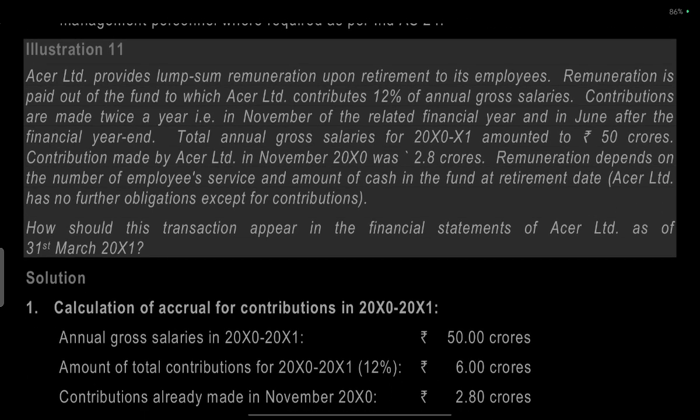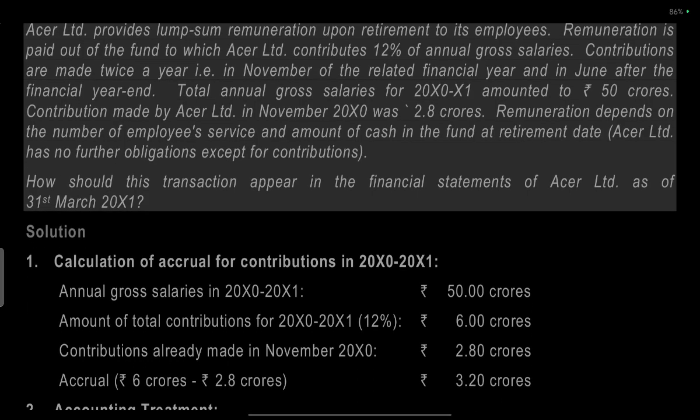Acer Limited provides a lump sum remuneration upon retirement of its employees. Remuneration is paid out of a fund to which Acer contributes 12% of annual gross salaries. The contributions are made twice a year: in November of the related financial year and in June after the financial year. Total annual gross salary is 50 crores for the financial year. The contribution made by Acer in November was 2.8 crores.